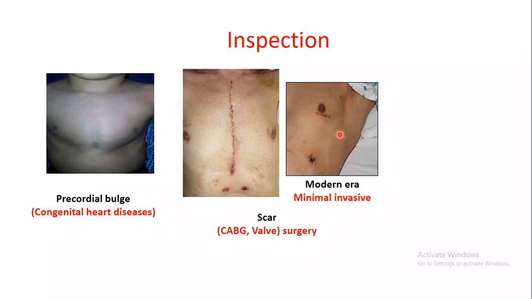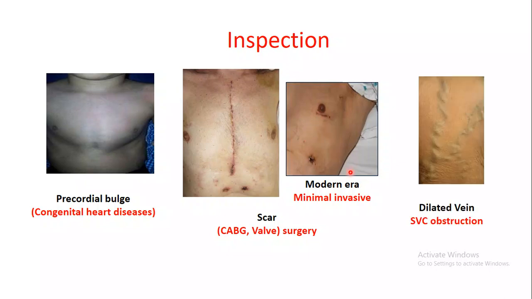And nowadays, in the modern era, we have a procedure called the minimally invasive procedure for valve replacement, usually with a scar below the right nipple, or for CABG called the mid cap, seen below the left nipple. Dilated veins across the chest might also be seen in patients with severe vena cava obstruction, like bronchogenic carcinoma with SVC compression.